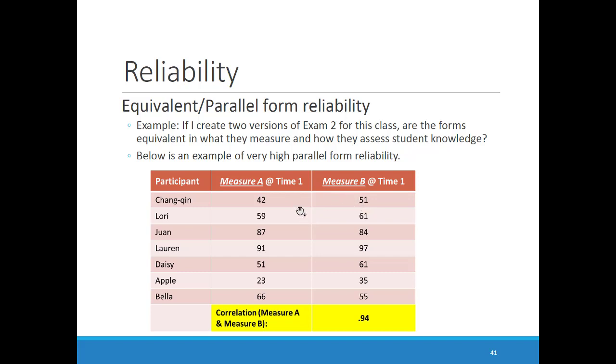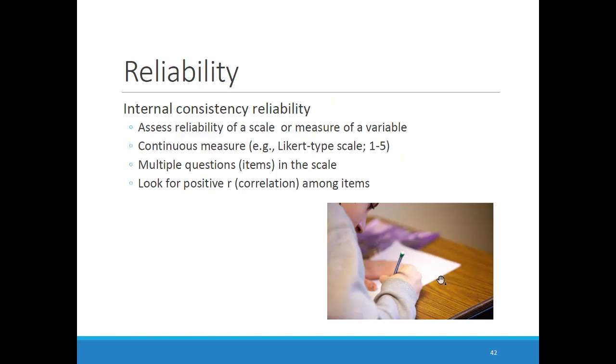So let's say each person took test A at time 1 and test B at time 1, and we calculated a correlation between those and attained a correlation of 0.94. That's very high equivalent or parallel form reliability.